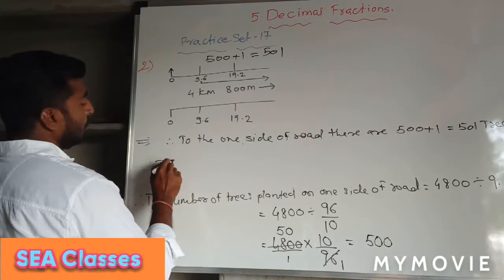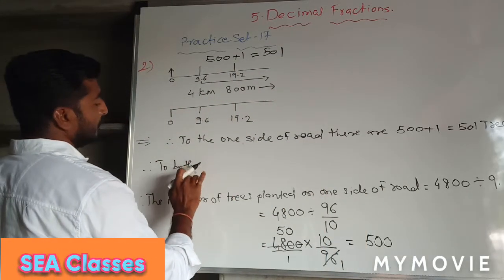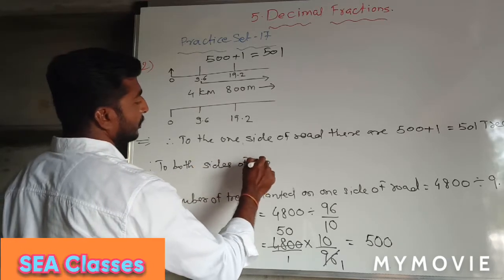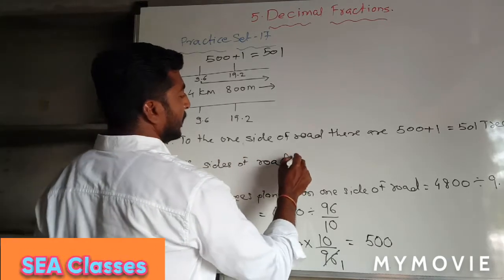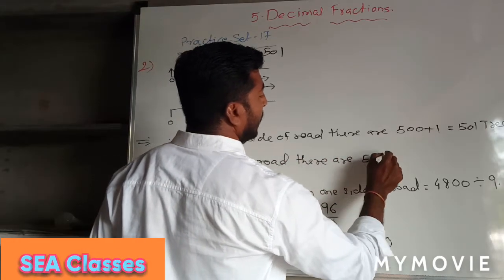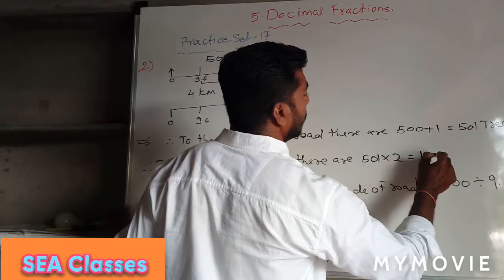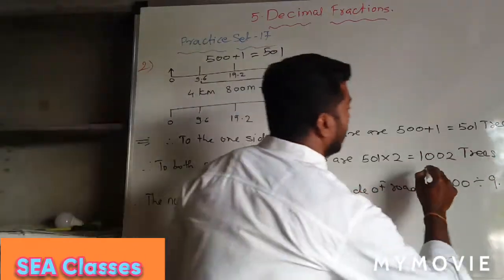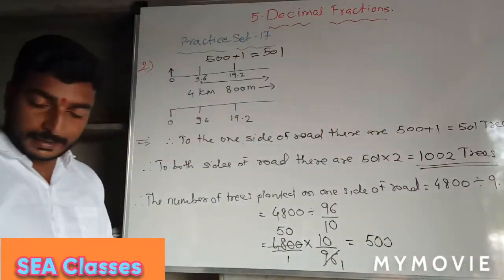Therefore, to both sides of the road there are 501 into 2, that is equal to 1002 trees. So in this way you will calculate this first numerical example.